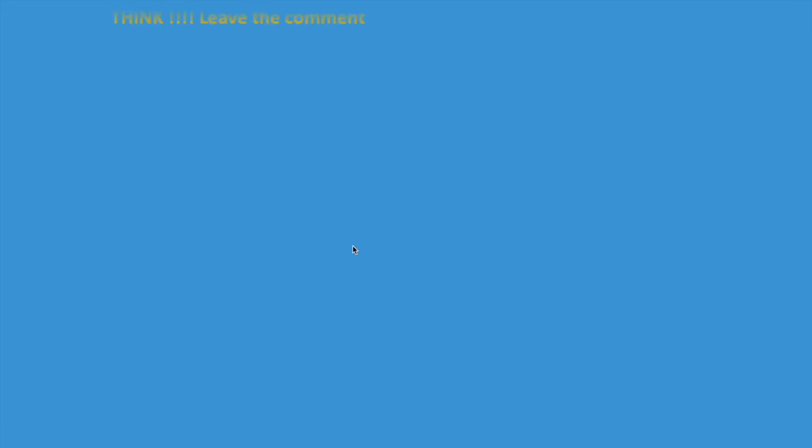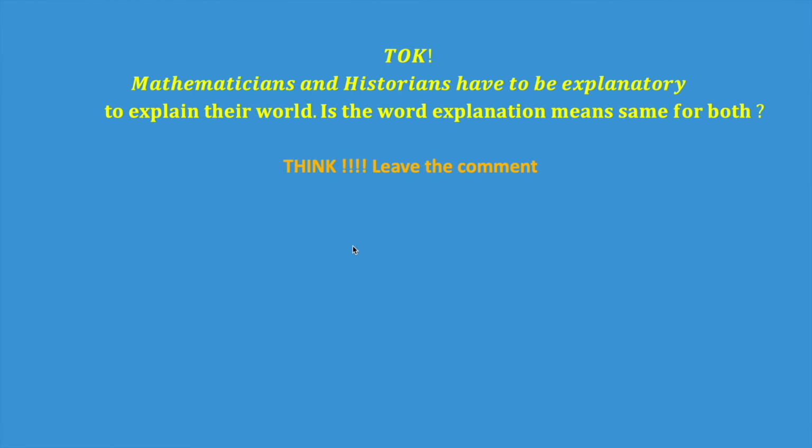Now I have a very nice TOK question here for the IB students, for IBDP students. As we know, mathematicians and historians have to be explanatory to explain their world. Do they use the same word? Does the word explanation mean the same for both historians and mathematicians? Comment on your understanding of this TOK statement.